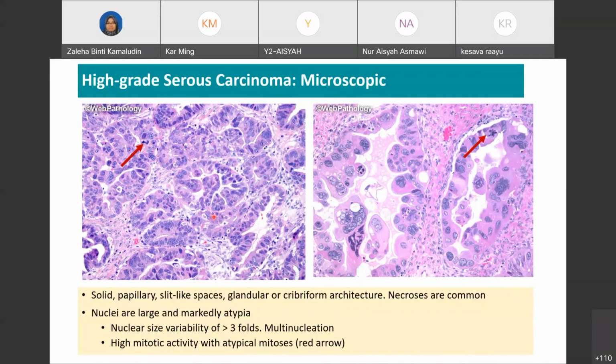So again, how do we differentiate the high grade from the low grade serous carcinoma? Based on its nuclear sizes and high mitotic activity. Plus, the high grade has necrosis. Necrosis is more easily seen in comparison with the low grade.